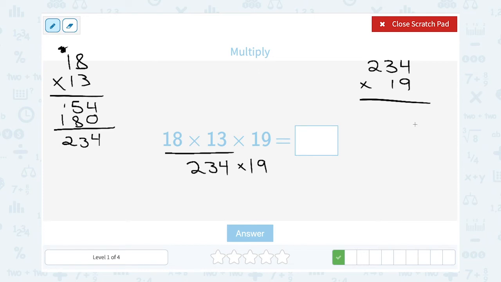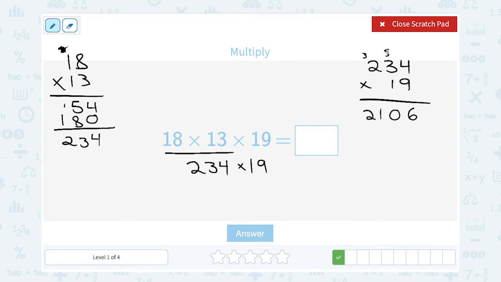I'm going to put my placeholder 0 in the ones place, and then I'm going to multiply the 1 by all 3. So starting with the 9, 9 times 4 gives me 36. So I'm going to write the 6, carry the 3. 9 times 3, 27, plus the extra 3 makes it 30. So 0, carry the 3. 9 times 2 is 18, plus the extra 3 makes that 21.